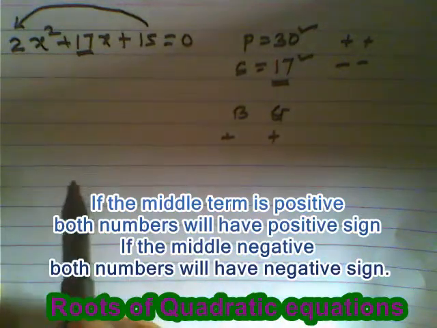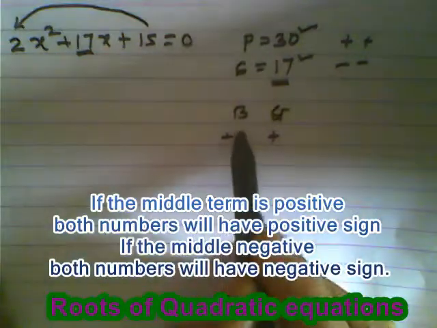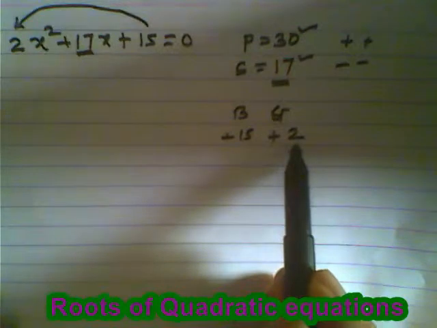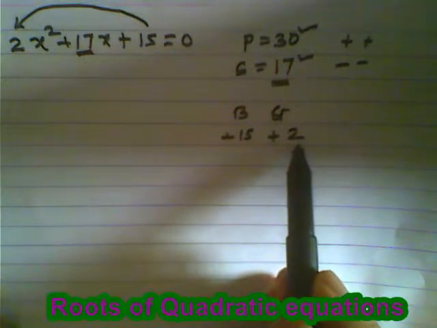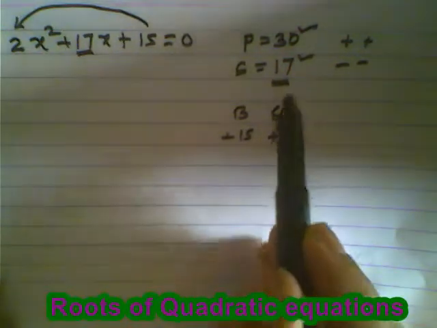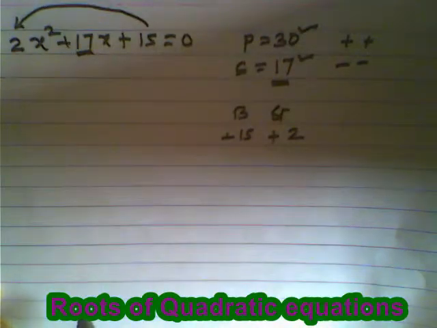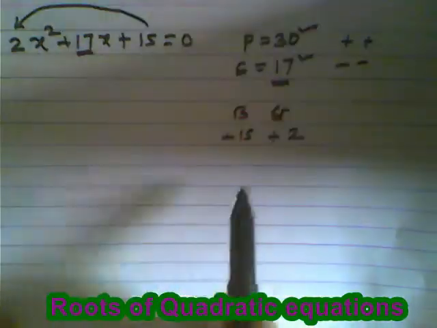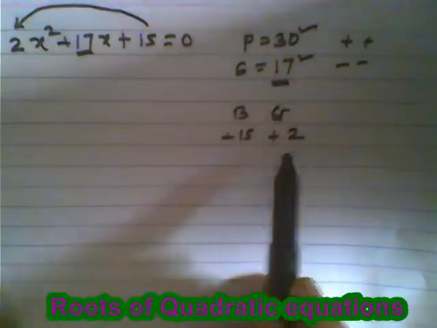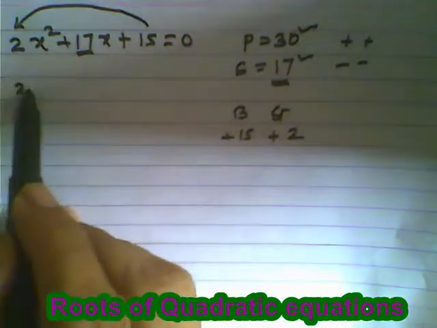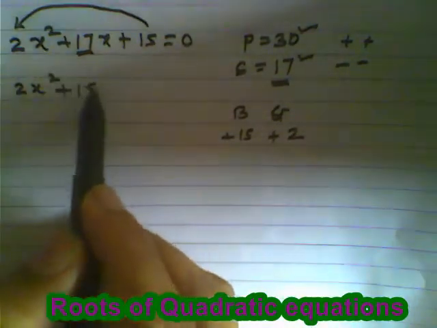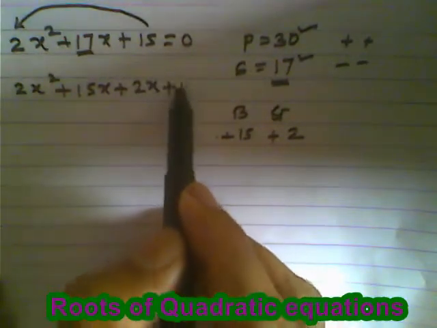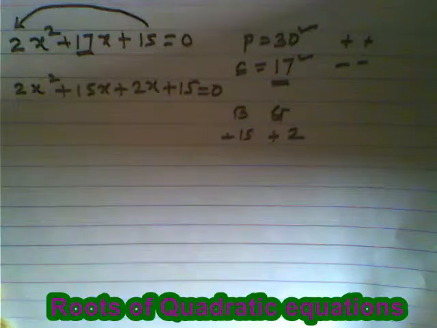Now search for the two numbers whose product is 30. Of course it will be 15 and 2. The product of these two numbers will be 30, and 15 plus 2, that is sum is 17. Now we split the middle term 17x as 15x plus 2x, that is 2x square plus 15x plus 2x plus 15, that is equal to 0.